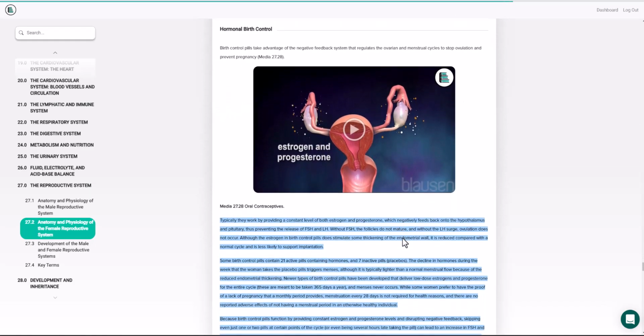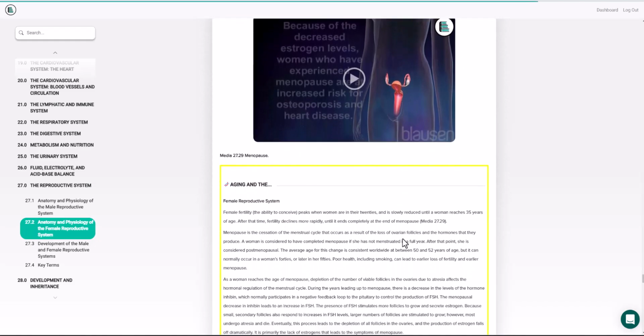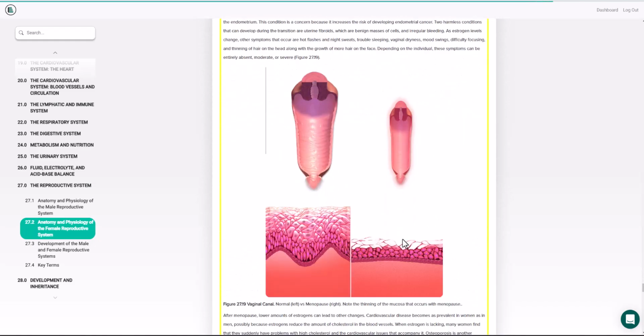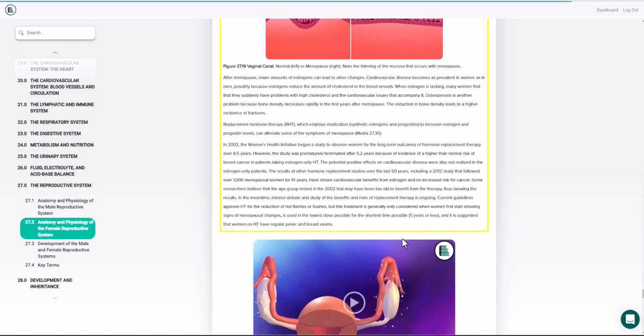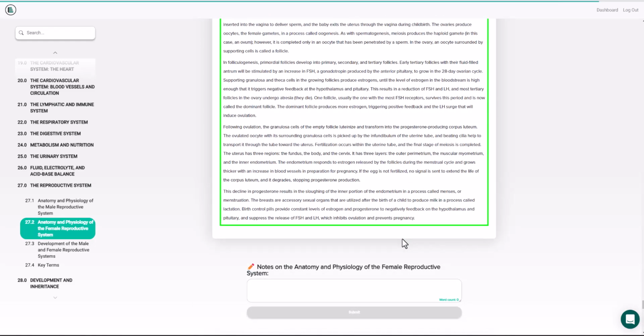Also, I'm not going to go over any of the oral contraceptives. You can read about that. And that brings us to the end of the Blossom section here for 27.2. We'll head over for a moment to 28.1.